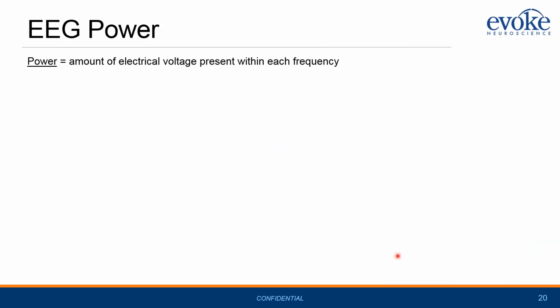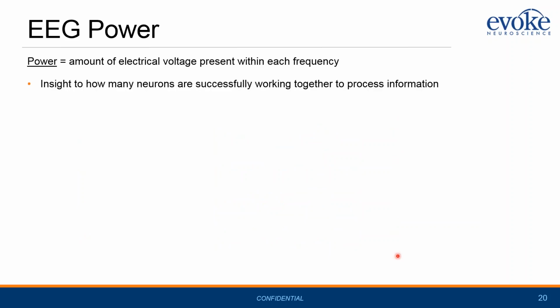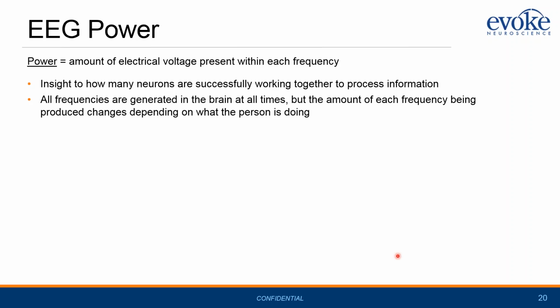Okay, so we also care about EEG power, which is the amount of electrical voltage present within each frequency. And this gives us insight into how many neurons are working together to process information. And I'll note that all frequencies are generated in the brain at all times, but it's the amount of each frequency being produced that changes depending on what the person is doing. So remember when I said delta waves correlate with deep sleep? Well, right now, as I'm giving this presentation, I'm still producing some amount of delta waves. I'm just not producing that much. But when I'm asleep in the middle of the night, I'm producing a lot of delta waves.